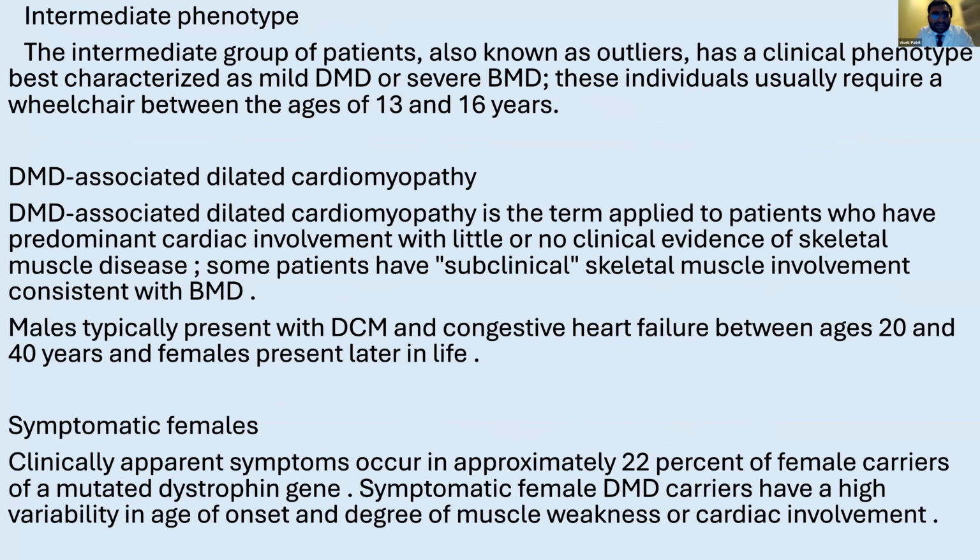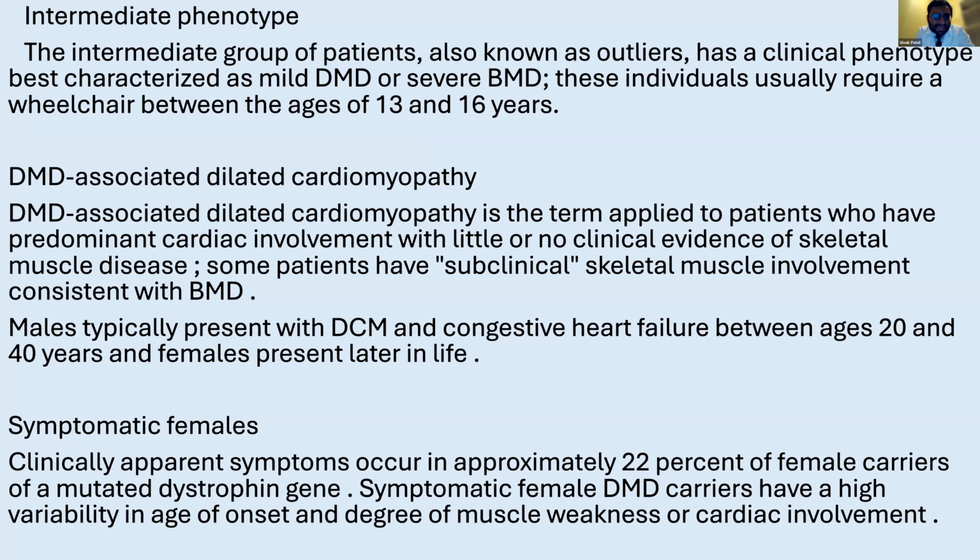Now let's have a look at certain other types of dystrophy. Intermediate phenotype: this group is called outliers because it is best characterized between having mild DMD or severe DMD. They usually become wheelchair dependent between 13 to 16 years of age. Another type is DMD associated dilated cardiomyopathy. As the term suggests, the predominant involvement is of heart muscle with little to no involvement of skeletal muscle. And some patients may have subclinical skeletal involvement consistent with BMD.